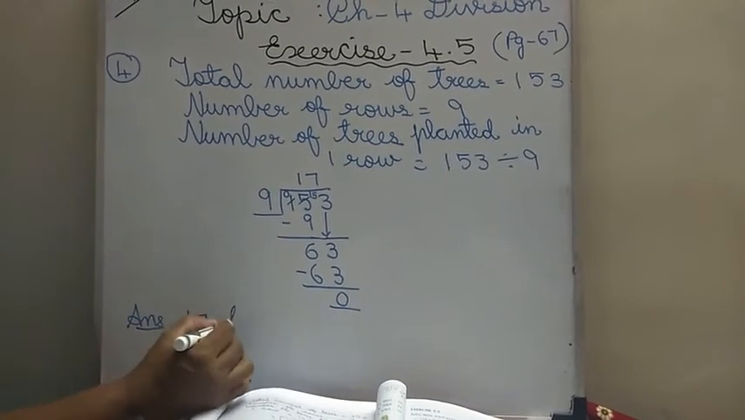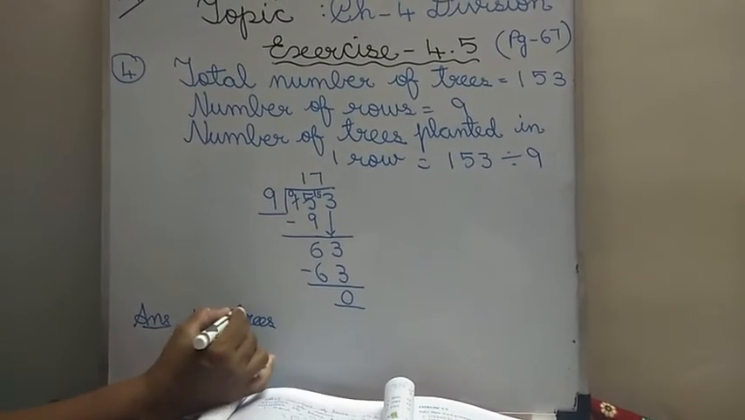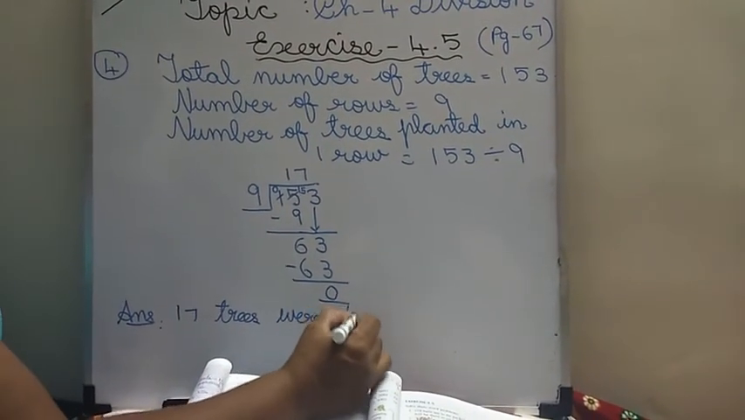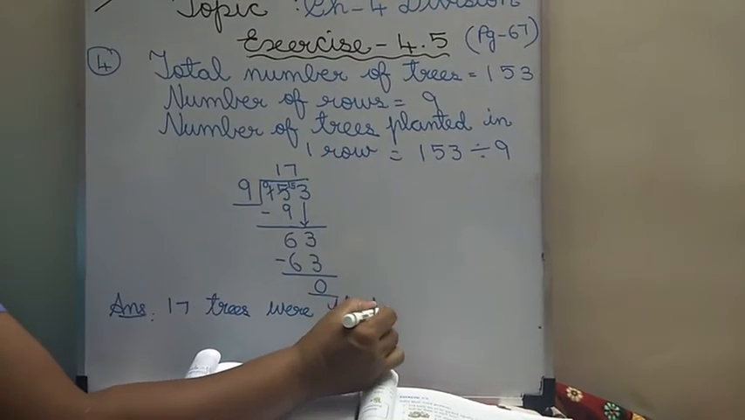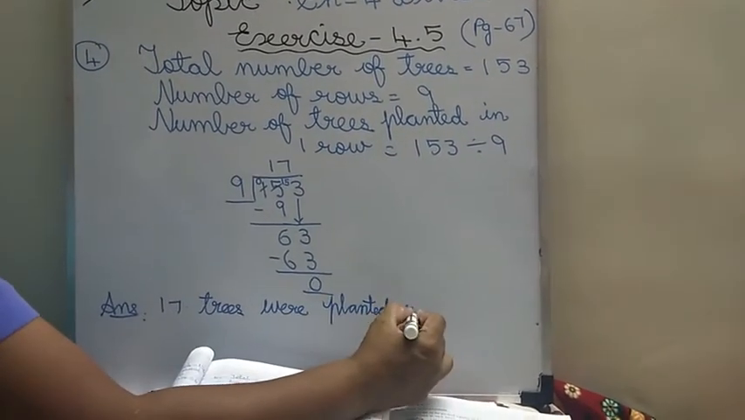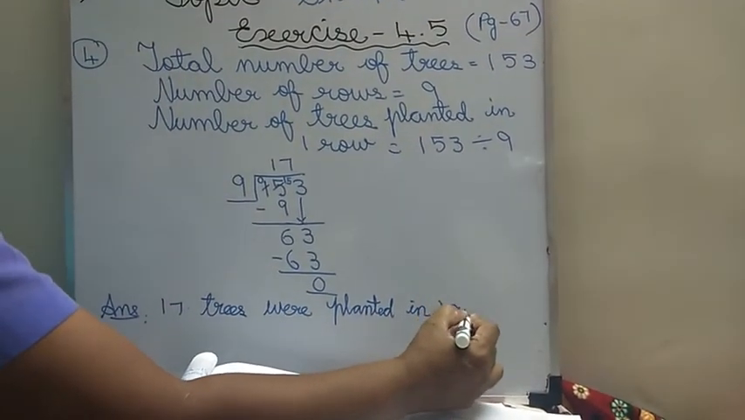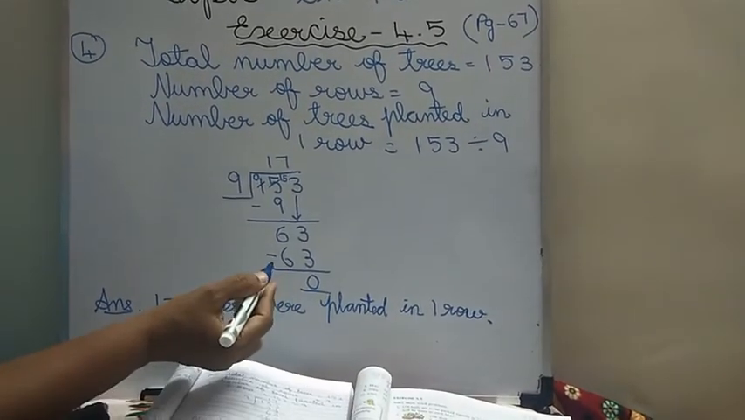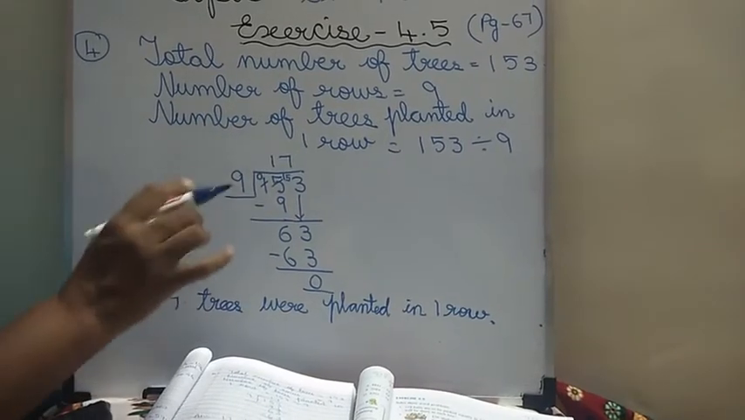17 trees were planted in one row. Understood, children? You have to be thorough in 9 tables. Understood, children?